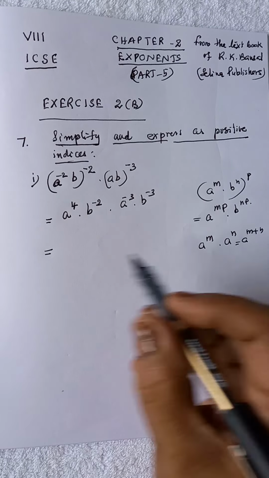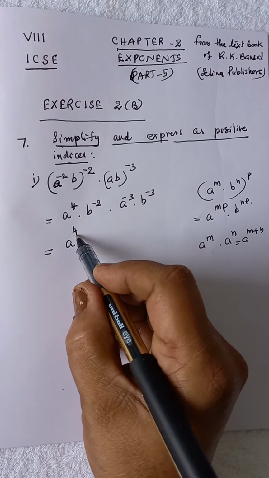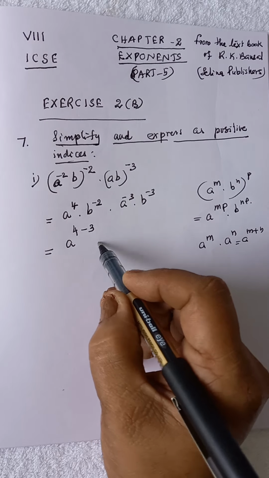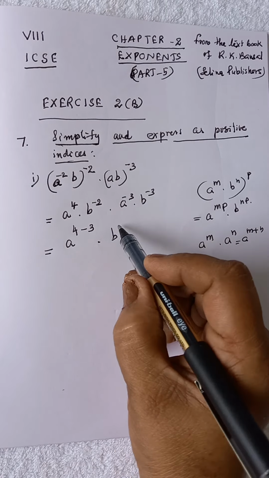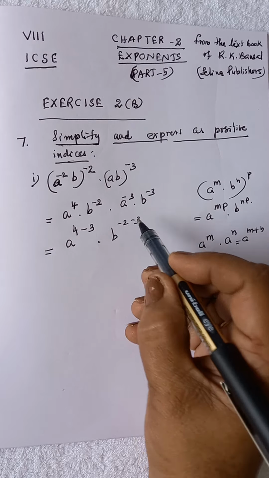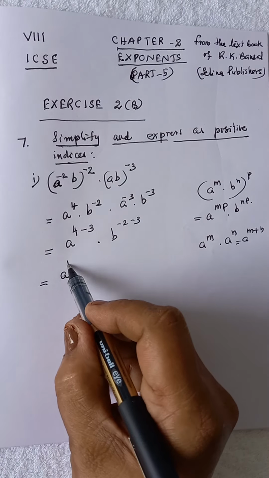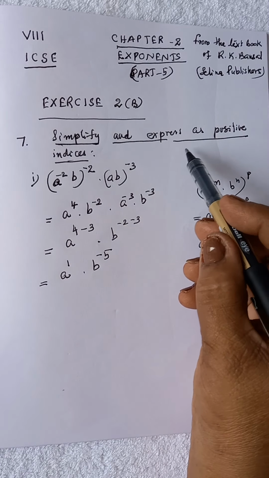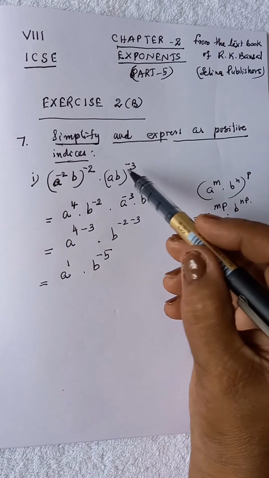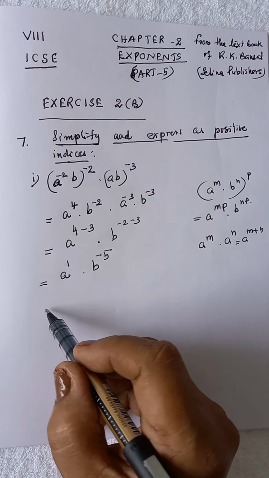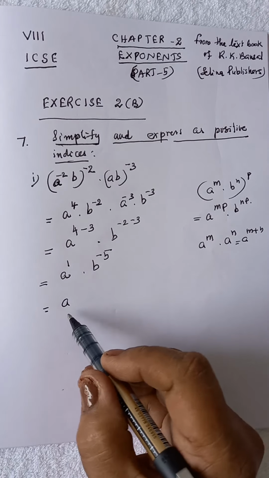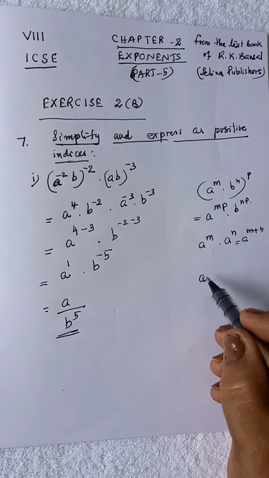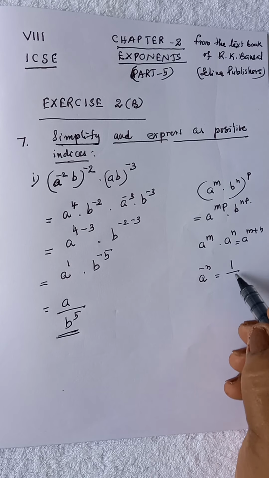Here bases are same, so a raised to 4 into a raised to minus 3. So a raised to 4 minus 3 into b raised to here minus 2 then minus 3. So this is equal to a raised to 1 into b raised to minus 5. We have to express this as positive indices. So this is equal to a raised to 1 is a, that divided by b raised to 5, as a raised to minus n is 1 by a raised to n.